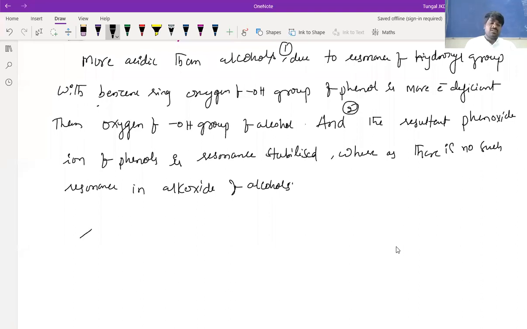See here, what is meant by this? Here, this is your phenol. Here this hydroxy group has a lone pair of electrons. These lone pairs of electrons of oxygen are in resonance with the benzene ring. Because of that, this oxygen attains a positive charge. The electron deficiency on the oxygen increases. These are called resonating structures, so due to this it will undergo resonance and have different resonating structures.